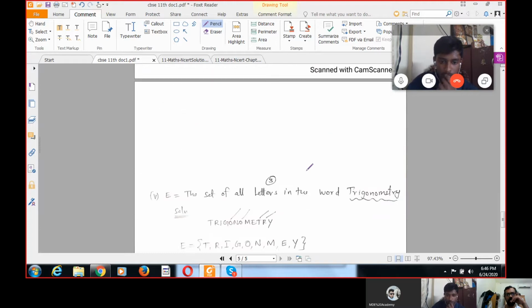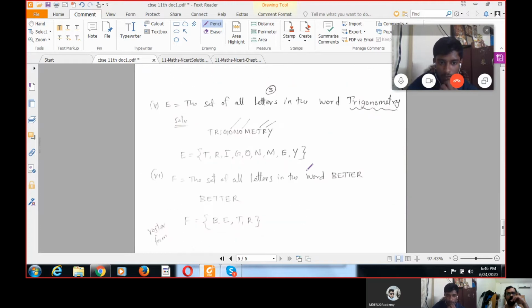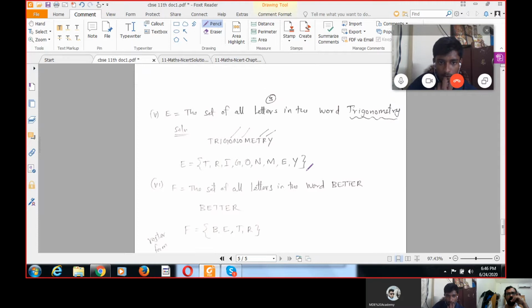Okay, so come to the next problem. See the question, the trigonometry. The set of all letters in the word trigonometry. So trigonometry has 1, 2, 3, 4, 5, 6, 7, 8, 9, 10, I think 12 or 13 letters are there.